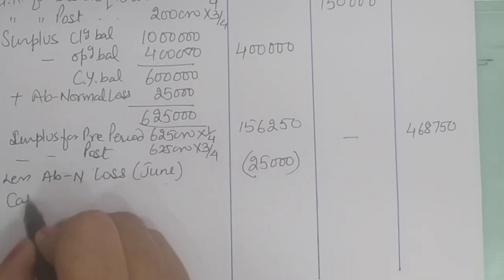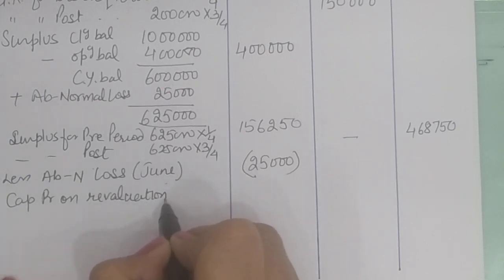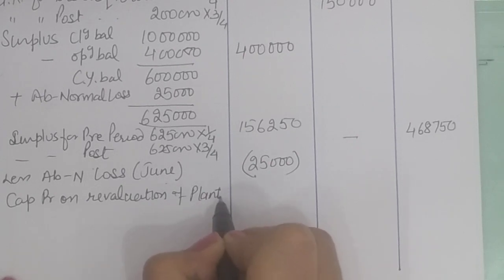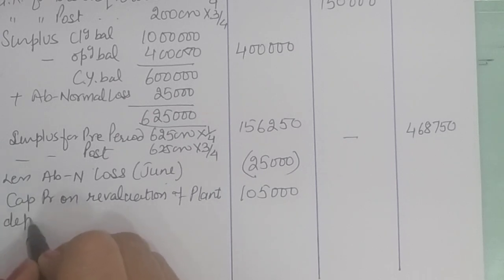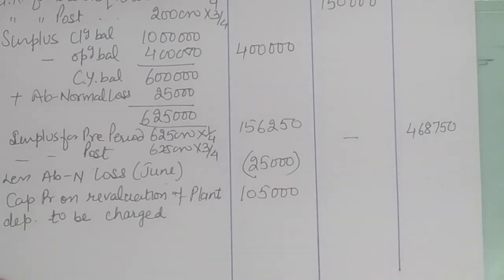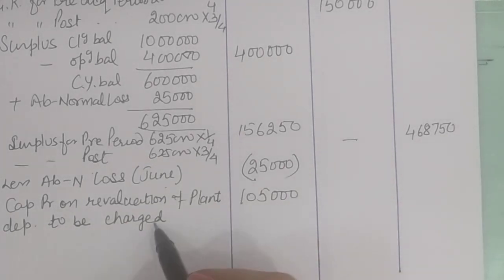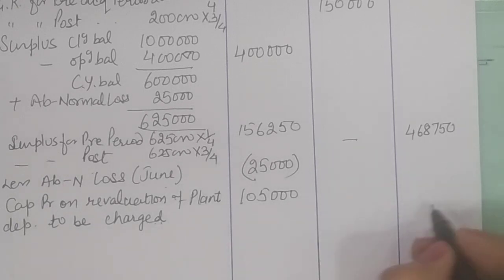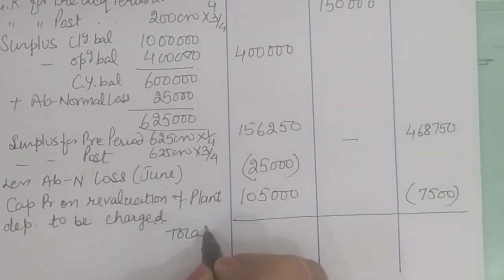So we got capital profit on revaluation of plant 1,05,000. Then we had depreciation to be charged, additional depreciation to be charged, as we calculated this amount of depreciation from the date of revaluation up to the year end, which means this depreciation is for the last 9 months. Last 9 months belong to post period. So this will be subtracted here. So we have recorded everything in this statement.